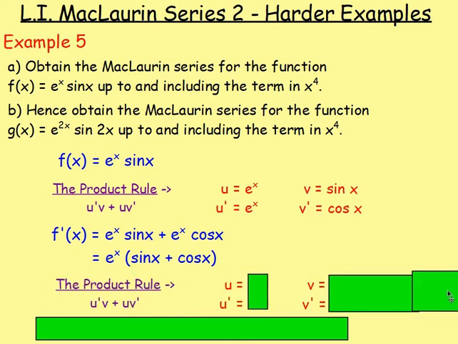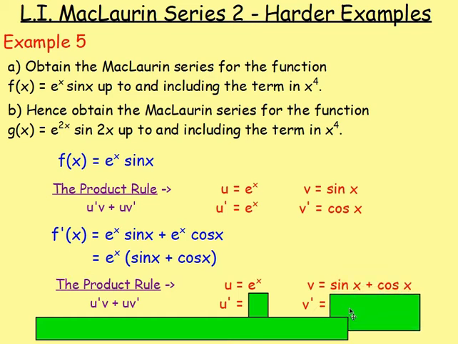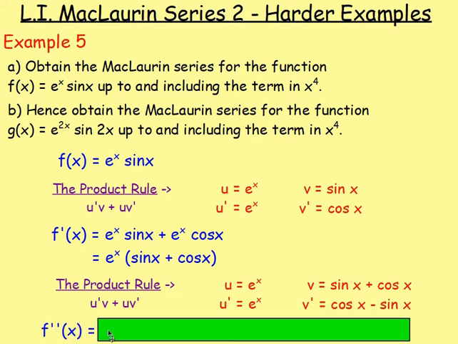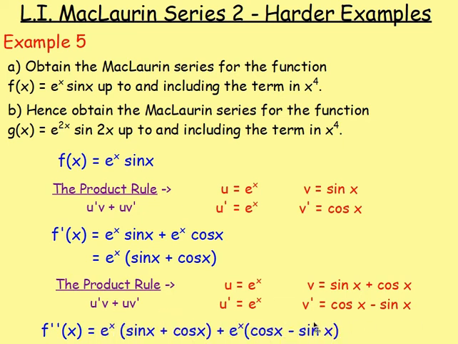Because we've got an e to the power of x, that is going to be u, and we're multiplying it by sin x plus cos x, so that will be v. Differentiate: u dash will be e to the power of x, and v dash, if you differentiate sin x plus cos x, you get cos x take away sin x. Therefore your second derivative, f double dash x, is u dash v plus uv dash, which goes to e to the power of x times sin x plus cos x, plus e to the power of x times cos x take away sin x.